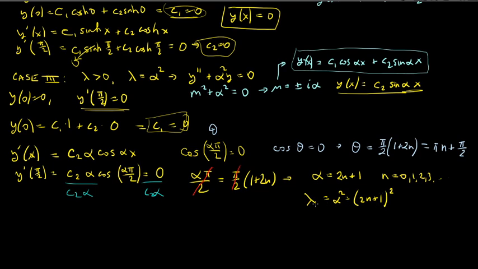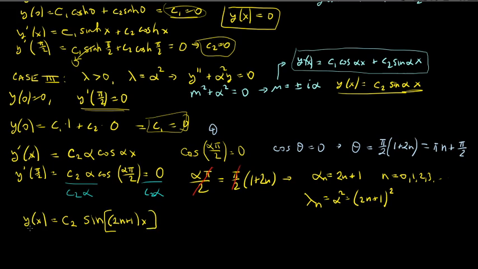So notice that you get a whole bunch of different values for lambda here as well as for alpha. It depends on n. So actually we get a lot of different solutions here. What do we get? So for our y of x, notice C2, we never actually found C2. That's just an arbitrary constant, so we can leave it as C2 for now, times sine of alpha x. Now alpha is 2n plus 1, so 2n plus 1 times x.